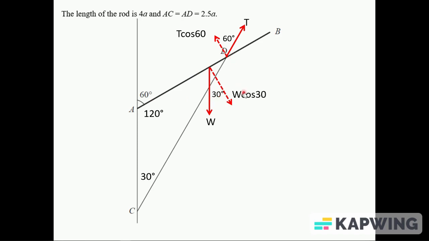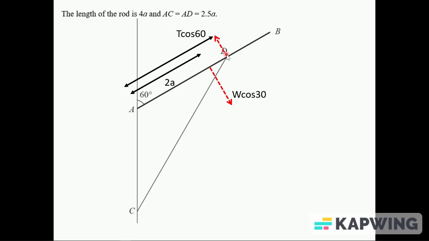So the forces I'm looking at then are the T cos 60 and the W cos 30. I just need the distances for the moments. That weight acting in the middle, so that distance is 2a after 4a. This one was 2.5a. And then looking at the moments, the moment of this one is going to be W cos 30 multiplied by 2a. This one's going to be T cos 60 multiplied by 2.5a. And they're going to be the same. It's in equilibrium.